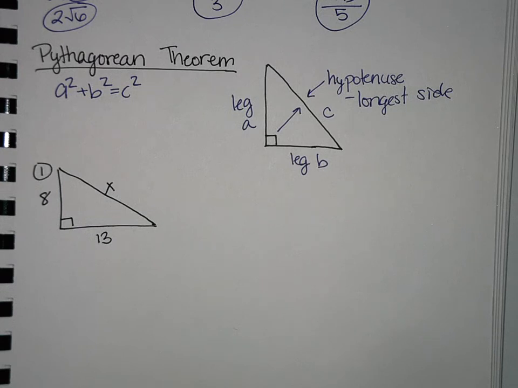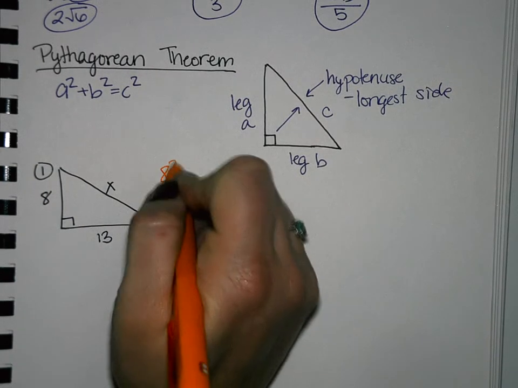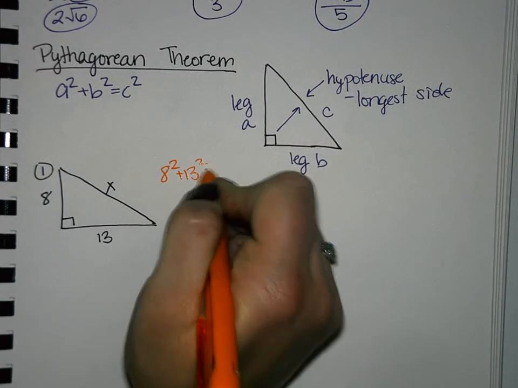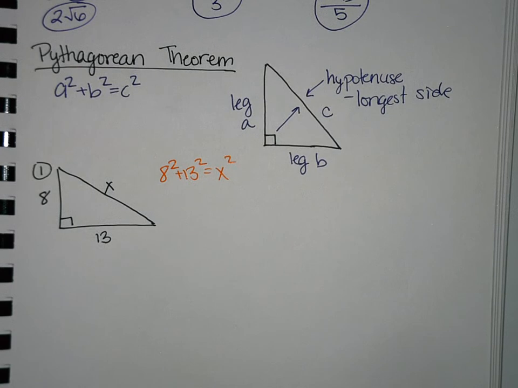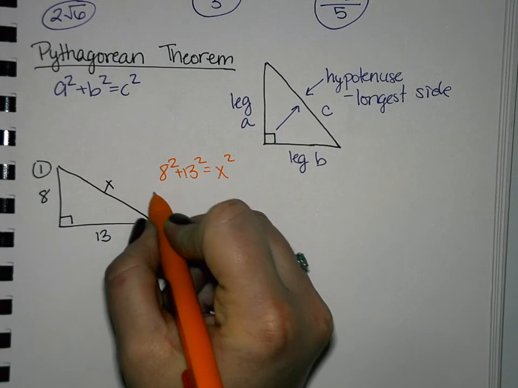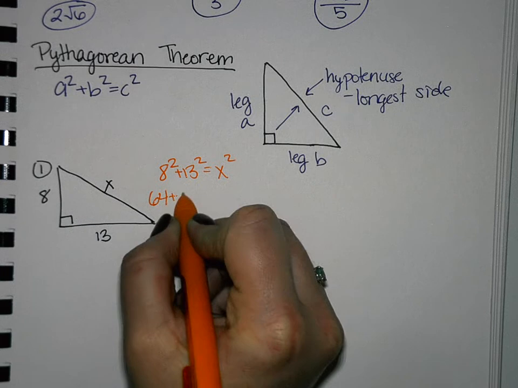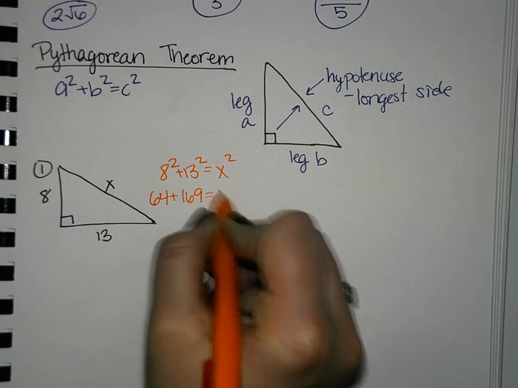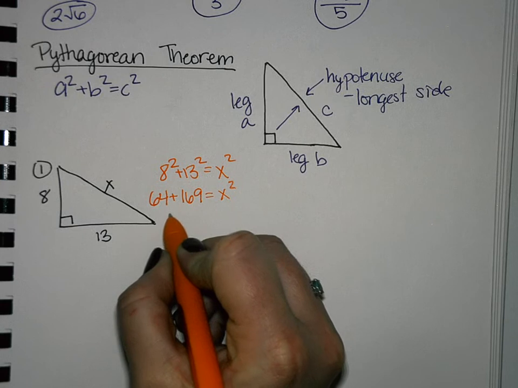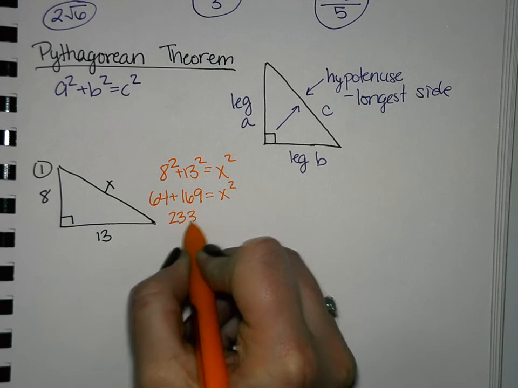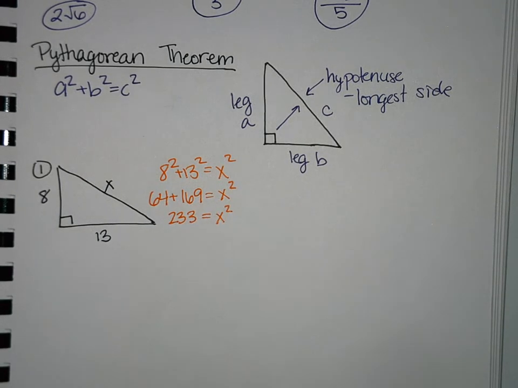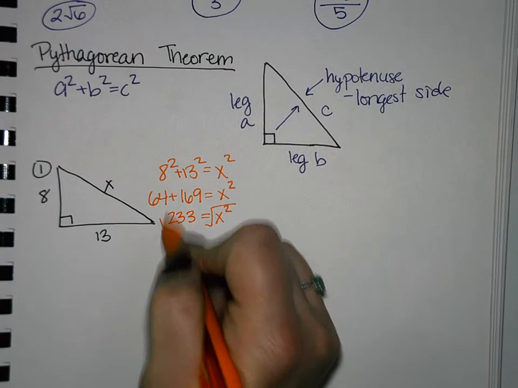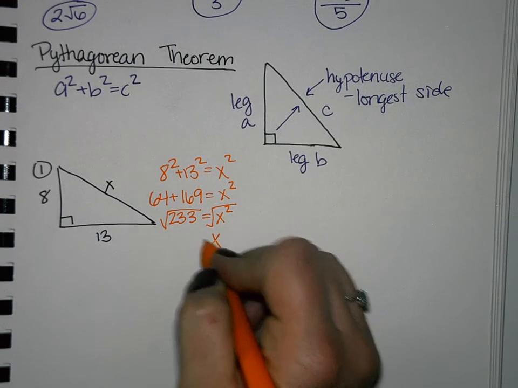So how can we use the Pythagorean theorem here to solve for x? 8 squared plus 13 squared equals x squared. Okay, so what is 8 squared? 64. 13 squared? 169. What's 64 plus 169? 233. And then how do we solve for x? We square root both sides, which is why we did that whole bit on square roots.